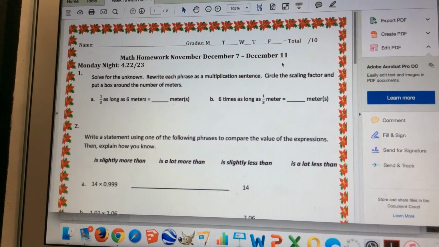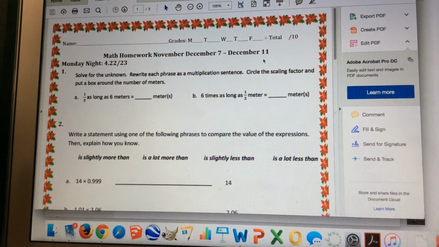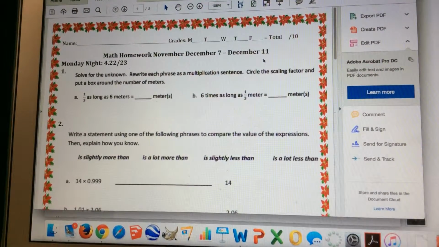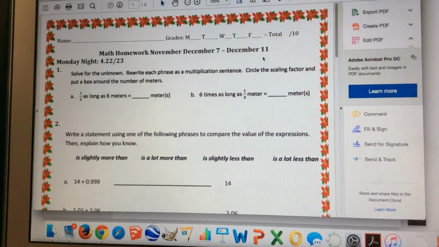This is Monday night's homework, Module 4, Lesson 22 and 23. Number 1 asks us to solve for the unknown. Then rewrite each phrase as a multiplication sentence. Circle the scaling factor and put a box around the number of meters. So we've got quite a bit to do here.